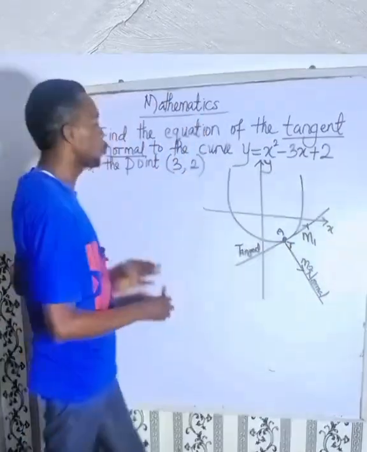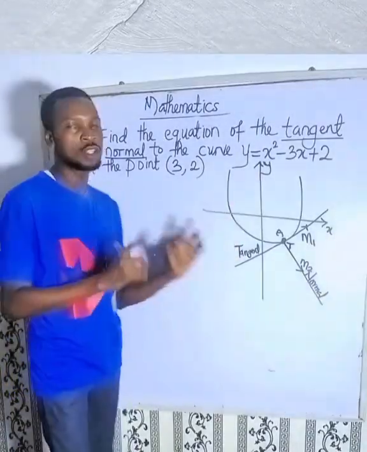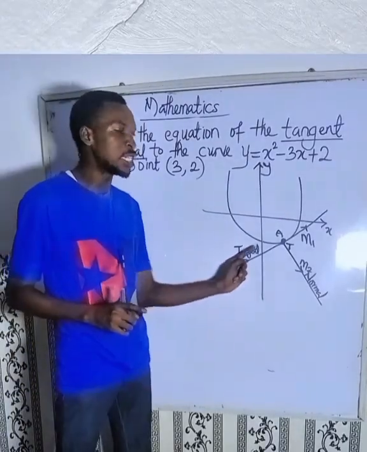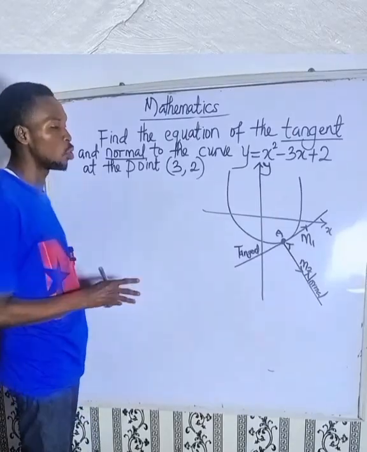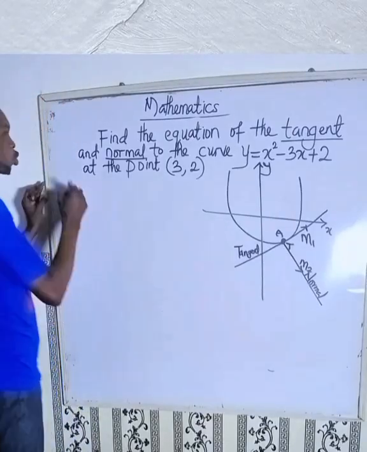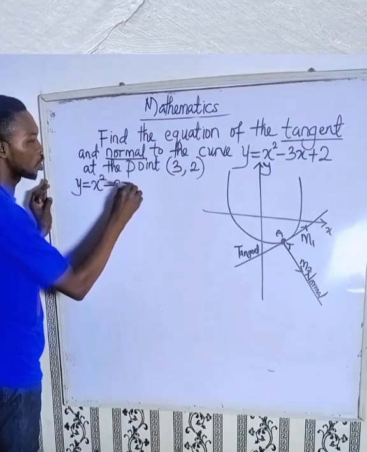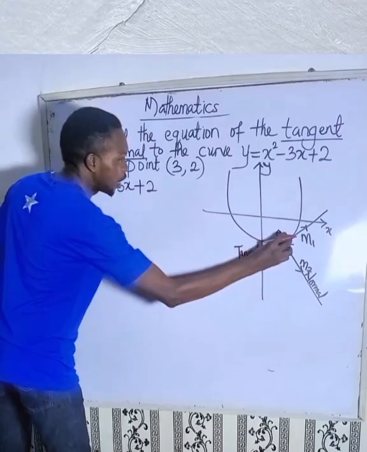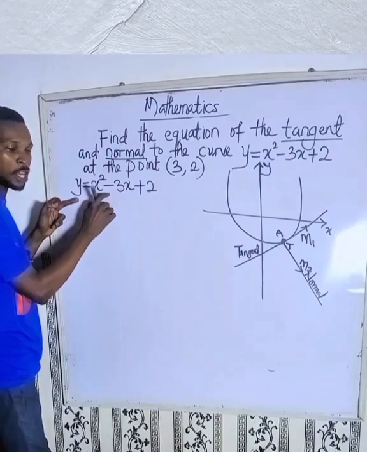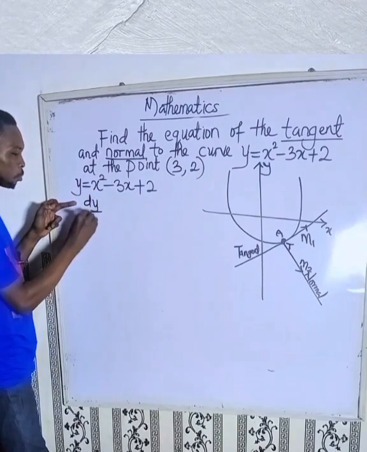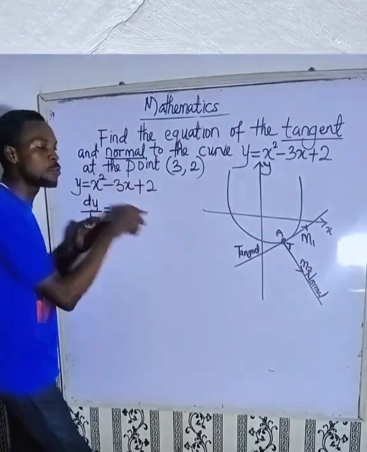Let's call it gradient M2. So now, for us to find the equation of the tangent and the equation of the normal, the first thing you need to do is find the gradient of the tangent as well as the gradient of the normal. So I will start by calculating the gradient of the tangent. What is the curve? The curve is y equal to x squared minus 3x plus 2. Now, the gradient of the tangent is the derivative of the curve. That is, I will differentiate y with respect to x.